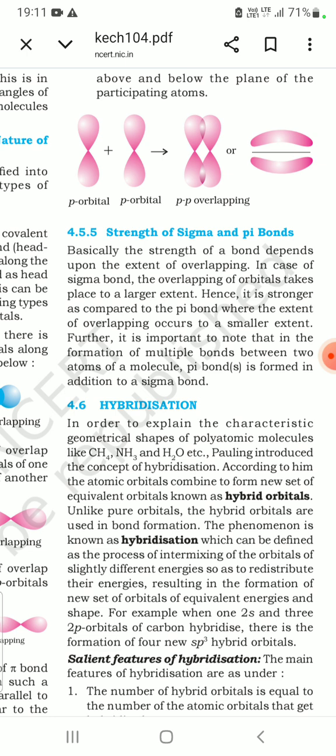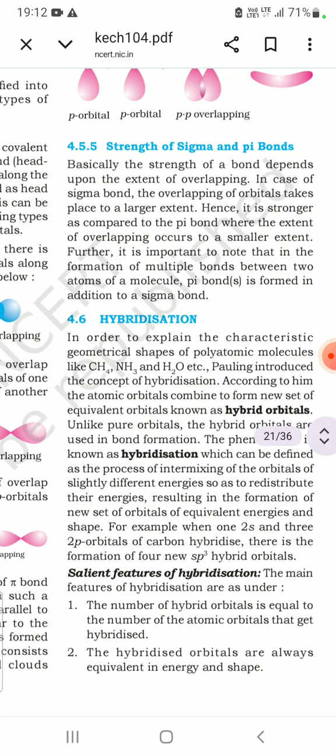Further, it is important to note that in the formation of multiple bonds between the two atoms of a molecule, pi bonds are formed in addition to the sigma bonding. So sigma is stronger than pi because the extent of overlapping is more.